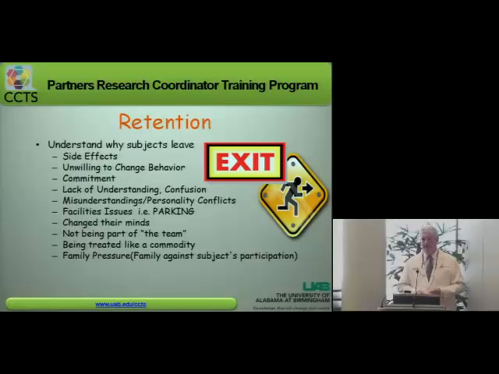And believe me, I've driven downtown for years, and I still get frustrated trying to find some place to park, trying to get in somewhere. So you have to take that into consideration and address those issues when they come to you about it.